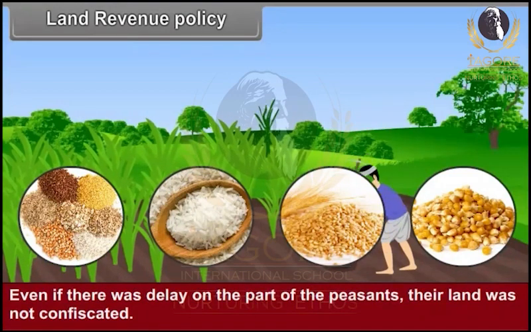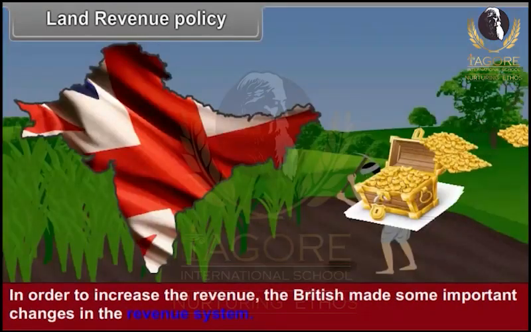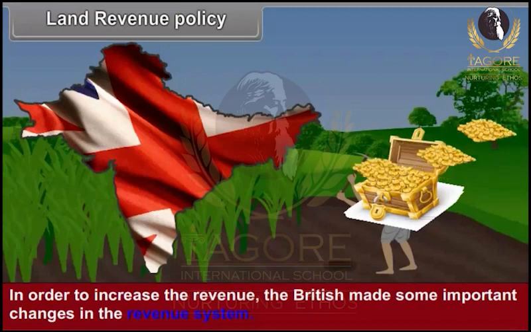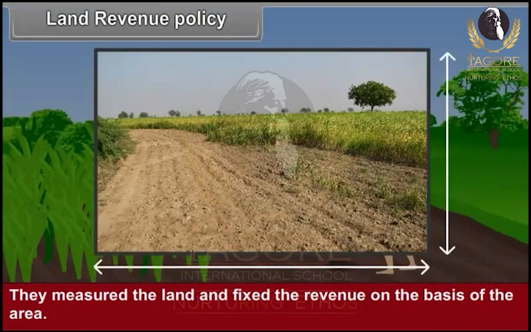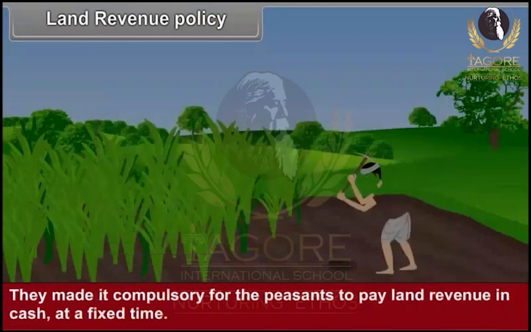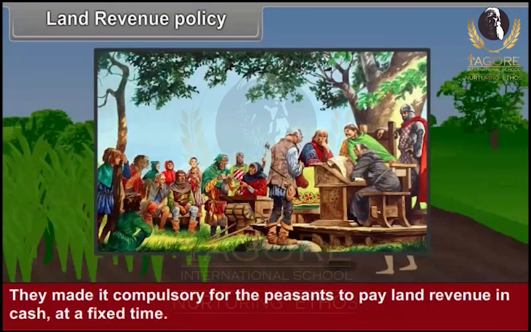Even if there was a delay on the part of the peasants, their land was not confiscated. In order to increase the revenue, the British made some important changes in the revenue system. They measured the land and fixed the revenue on the basis of the area. They made it compulsory for the peasants to pay land revenue in cash at a fixed time.